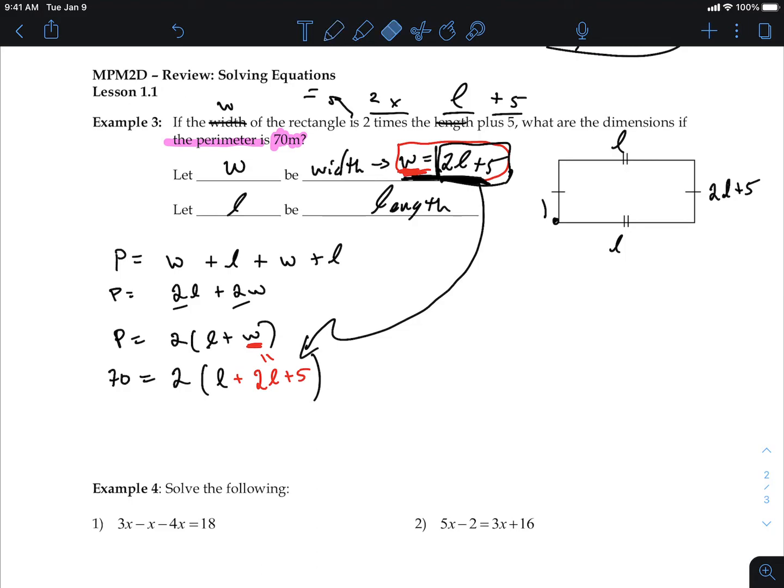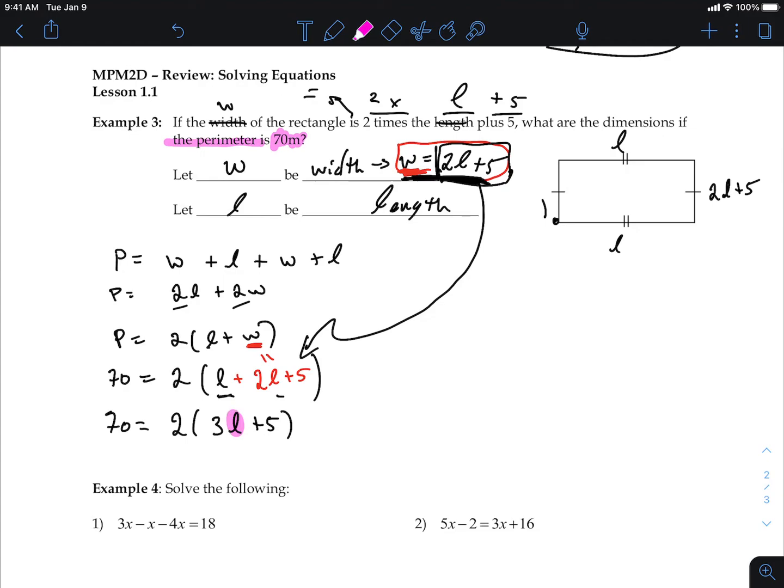So now, I'm just going to try and solve for L. Right? So 70 is equal to 2 times, what's 1L plus 2L? This is like apples and bananas. So what's 1 apple plus 2 apples? 3 apples, right? So it's 2 times 3L plus 5. Okay. And then I'm going to try and get the variable by itself, the length. Once I have the length, then I'm able to do some other stuff, okay?